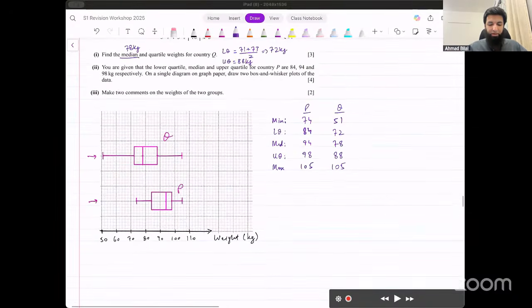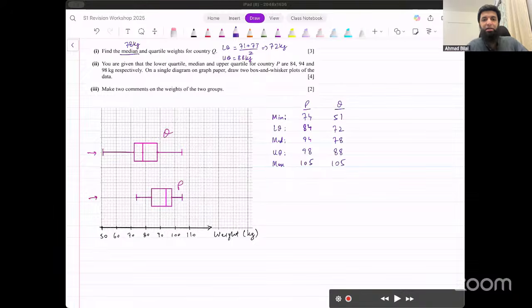The second comment has to be on variation in the data. Now, there are different variation measures that we have. Which one of them is relevant for a box and whisker plot? There are two that are relevant, in fact. One, range, and the other, interquartile range. We cannot find standard deviation or variance from a box and whisker plot, but we can find interquartile range. These are the interquartile ranges and range of both the data sets.